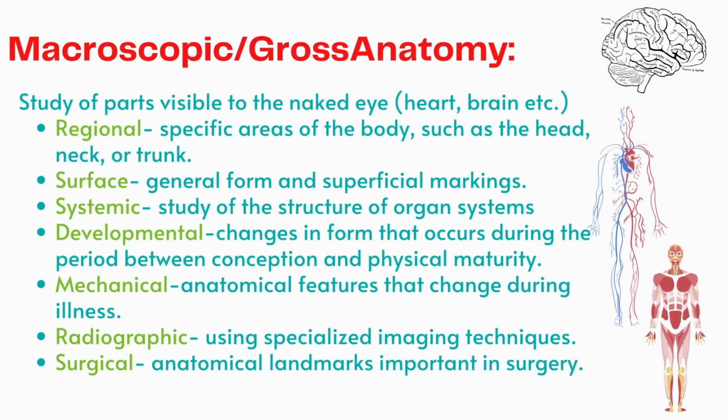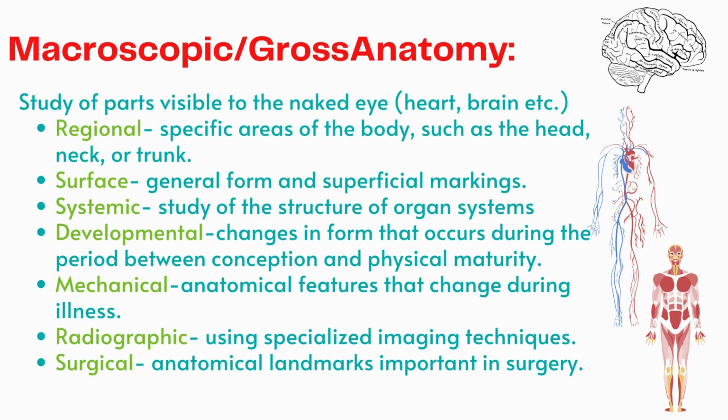Now let us look at the other division, which is macroscopic or gross anatomy. Under macroscopic or gross anatomy, we study parts of the body which are visible to the naked eye. In other words, you do not require any magnification whenever you're studying this division. You look at structures which are large enough for you to visualize and understand. These structures include the heart, the brain, and so on. This division of anatomy has various other subdivisions.